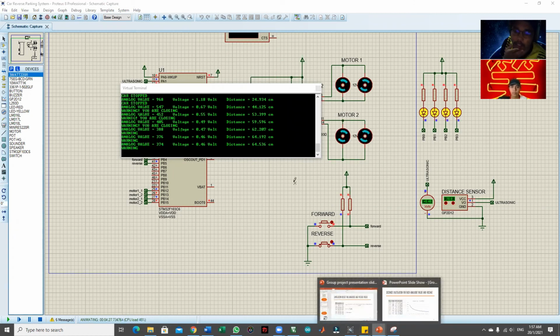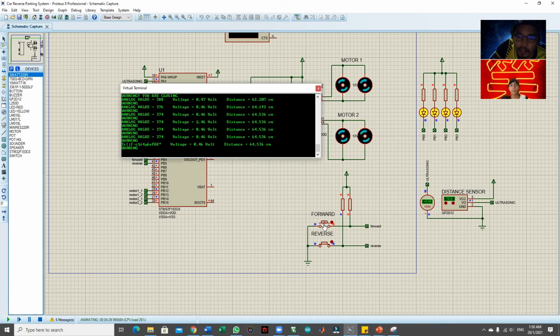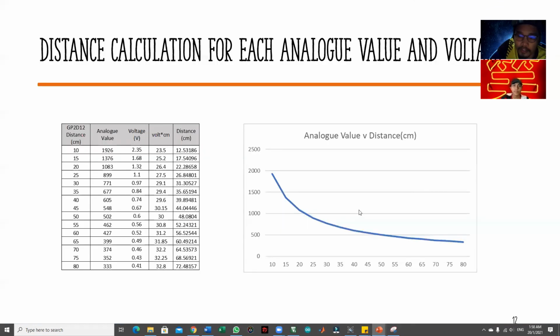So this is our project, how the GP2D12 sensor will send the analog value to the microcontroller, and it will convert it to the digital output, which is our motor here, based on the control of the pedals we have pressed, either forward or reverse pedal. Okay, let's move to the conclusion made by Asyraf.